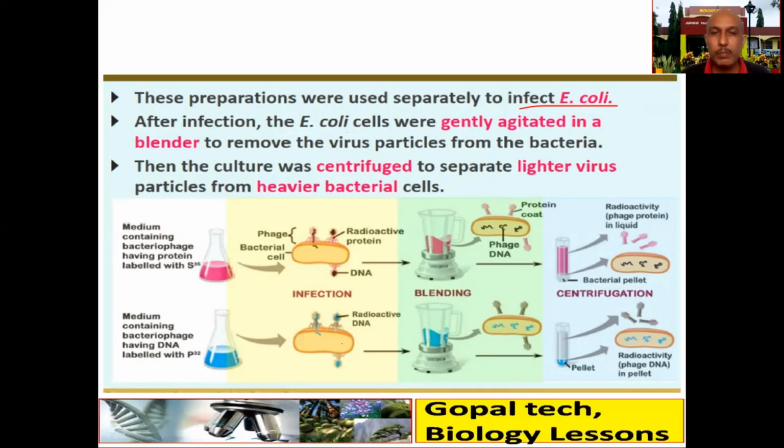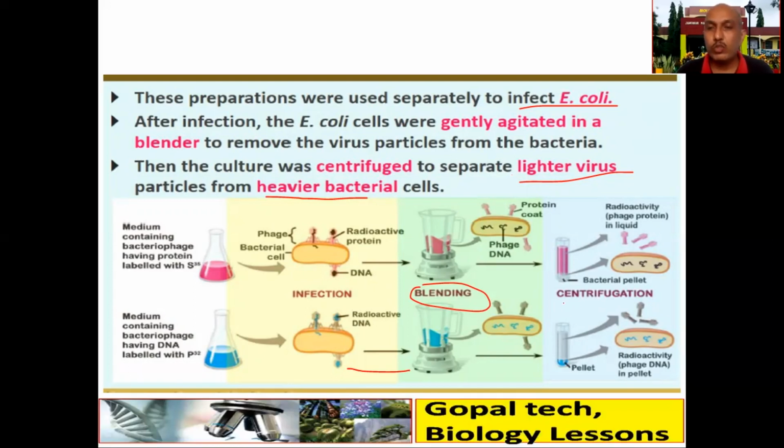You can see here it is a blending. After infection, the E. coli cells were gently agitated in a blender to remove the virus particles from the bacteria which are outside. Those which entered inside, they are there only. Whatever is attached outside, they are all removed. Then the culture was centrifuged, see centrifugation, to separate the lighter virus particles from heavier bacterial cells. So these are three steps: infection, blending, and centrifugation.